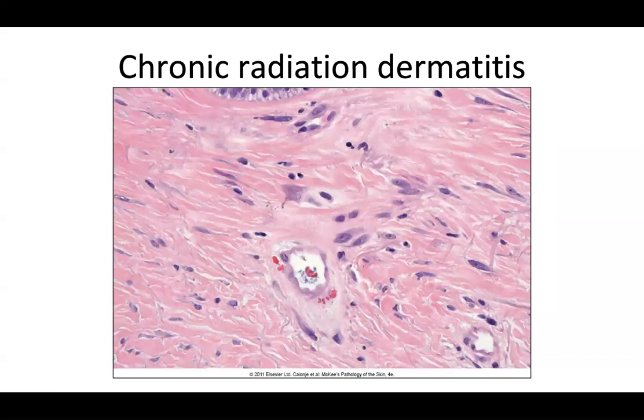On higher power, what you'll see are these abnormally shaped fibroblasts, these so-called radiation fibroblasts, and that will help set it apart from lichen sclerosis if you don't have any clinical information on an exam. You'll also see more telangiectatic, thin-walled vessels within the area as well.